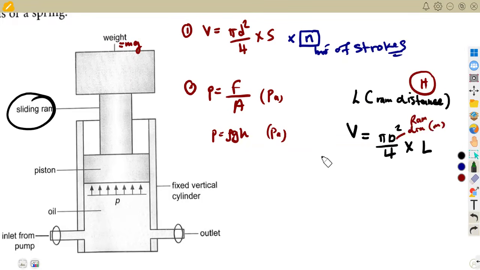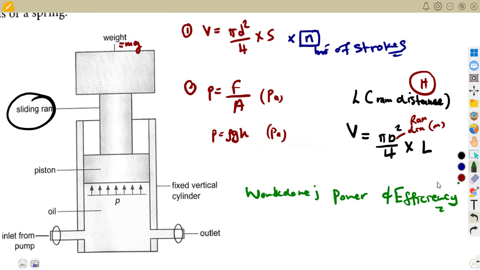Also the important things: work done, power, and efficiency. You can talk about that. The work done, the power, and also the efficiency. Remember, work done can be taken from force times distance. We talked about this formula before, force times distance, which is the stroke length.